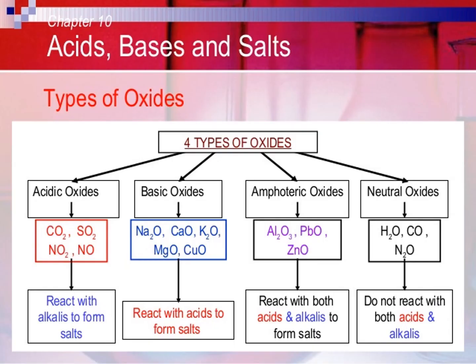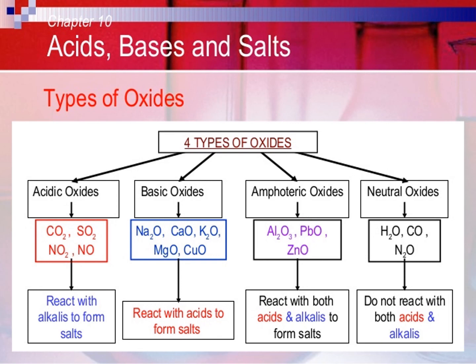Now the recap of oxides. We know that there are 4 types of oxides: acidic oxides, basic oxides, amphoteric oxides, and neutral oxides. The examples for acidic oxides are carbon dioxide, sulfur dioxide, NO2, NO. Basic oxides are sodium oxide, calcium oxide, potassium oxide, magnesium oxide, and copper oxide. Amphoteric oxides, as you know, are aluminium oxide, lead oxide, and zinc oxide. And the examples of neutral oxides are H2O, CO (carbon monoxide), N2O.